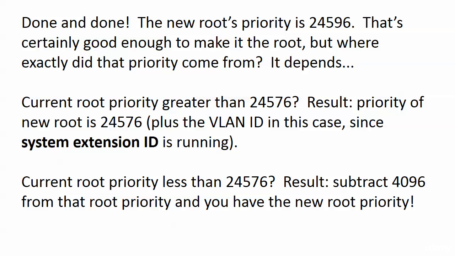A lot going on there, but again, if the current root is greater than 24,576, then that's what the new root will have its priority set to. If the current root priority is less than 24,576, the switch will subtract 4,096 from that root priority, and you have the new root priority. 4,096 will come into play in a couple of videos as well, so it's a good number to remember.